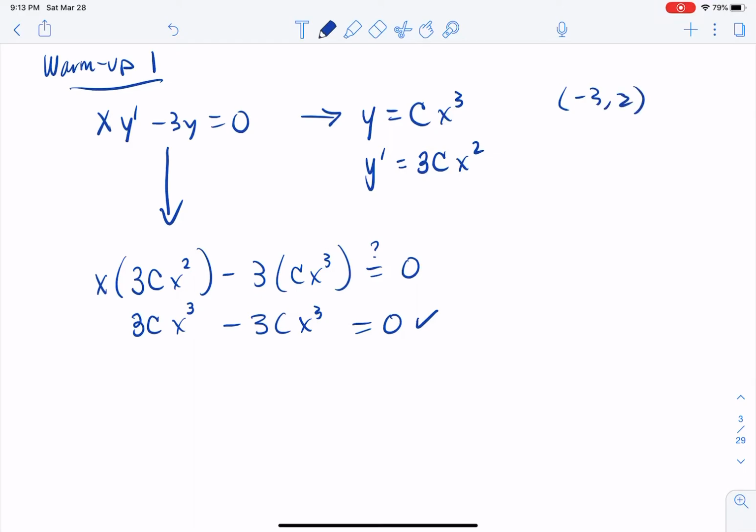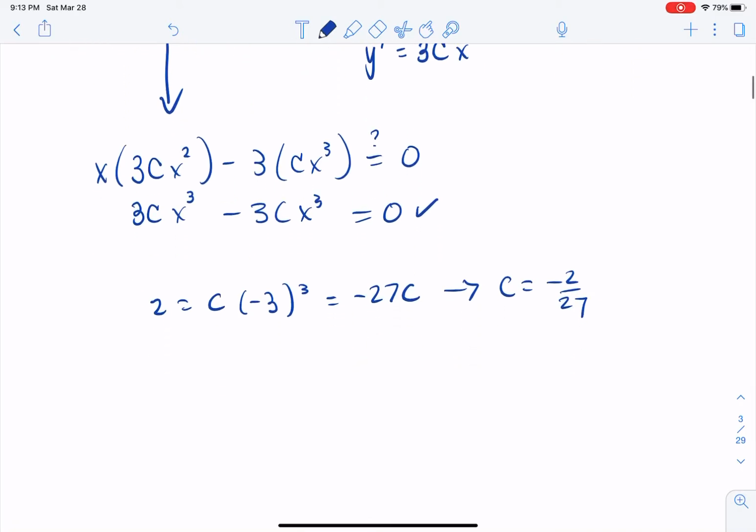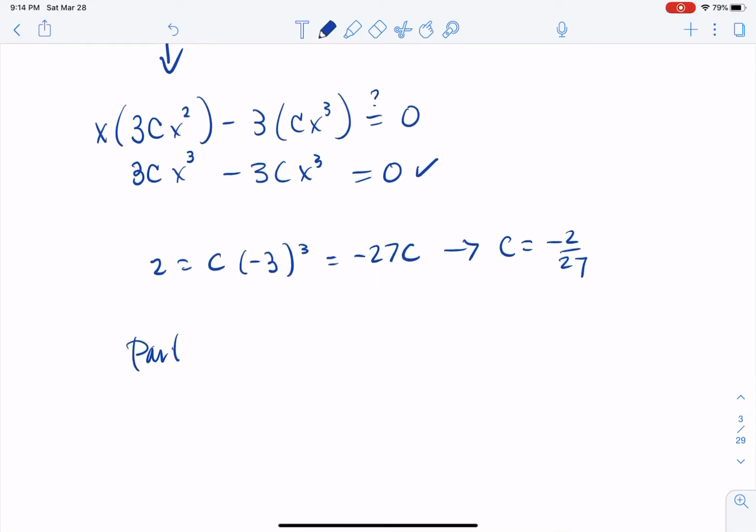I'm going to plug that in and just basically solve that for c. So into the equation, y is equal to, so 2 is equal to c times negative 3, and we want to cube that. We would have c times negative 27, so negative 27c. And then finally solve that for c, dividing by negative 27, negative 2 over 27. Okay, so then that means my particular solution is y is equal to negative 2 over 27, x to the third.